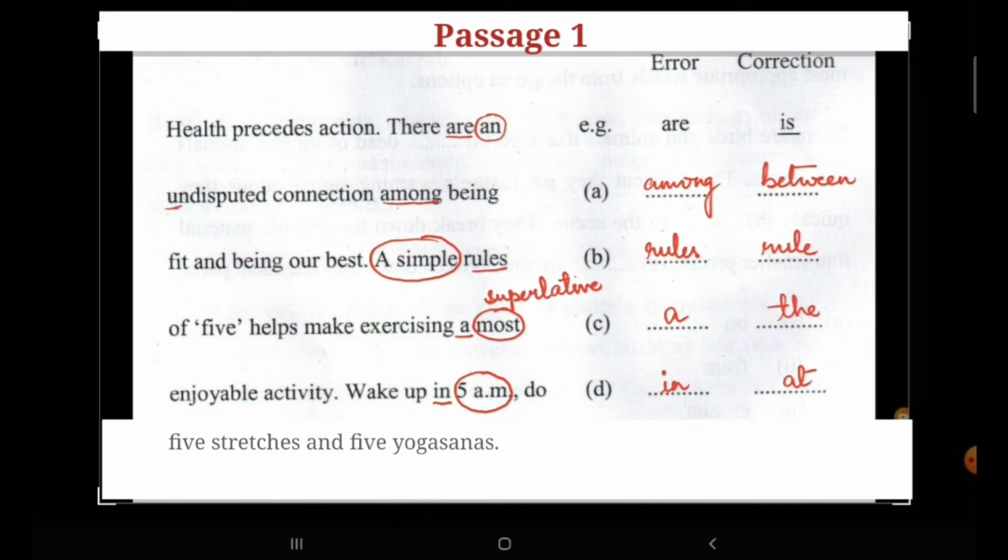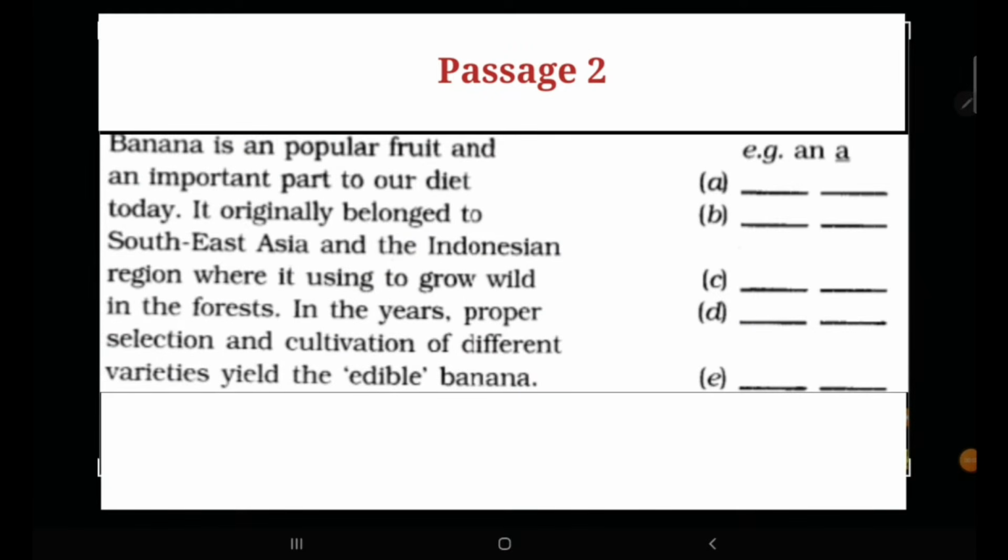Let's move to the second paragraph now. Now the second paragraph will also be done in the same manner as we did the first one. Before we start this, let's read the paragraph first. Banana is an popular fruit and an important part to our diet today. It originally belonged to Southeast Asia and the Indonesian region, where it using to grow wild in the forests. In the years, proper selection and cultivation of different varieties yield the edible banana.